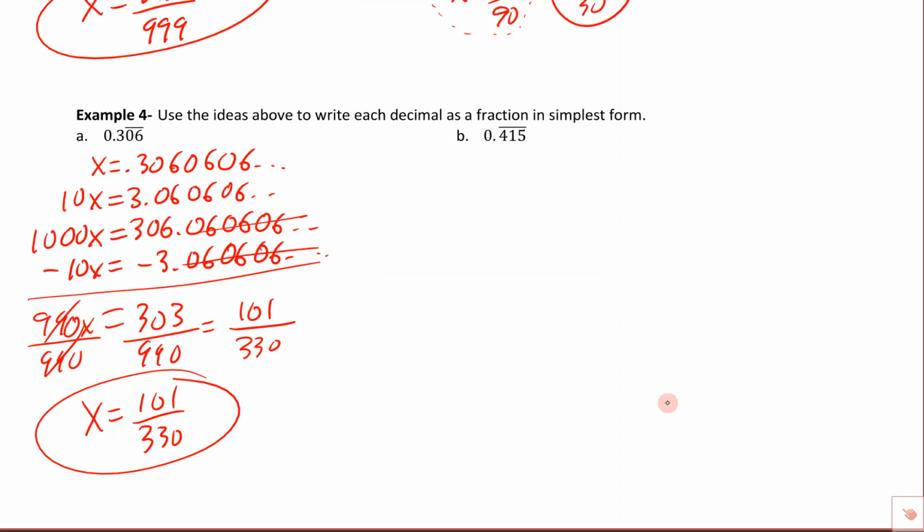Okay, last one. I appreciate your patience with this. I'm going to write down x equals 0.415415415 dot dot dot. The pattern does start right after the decimal, so we're in good shape on this one. I need it to repeat again, so I need to move it 1, 2, 3 places. So this is going to be multiplying by 1,000.